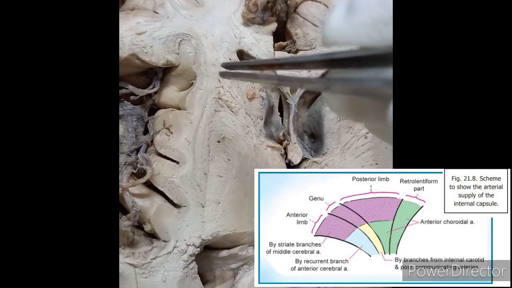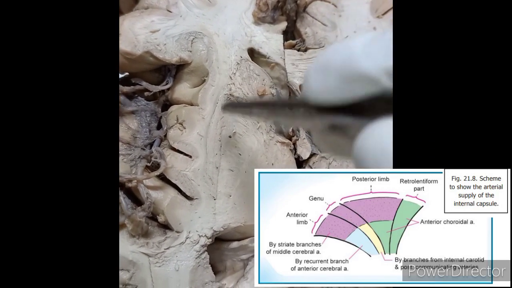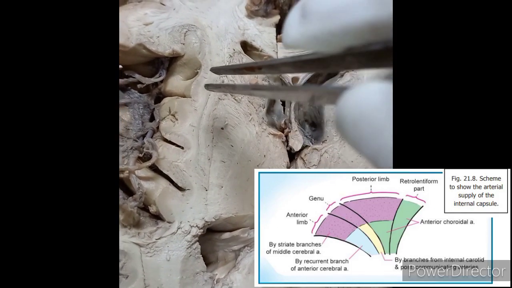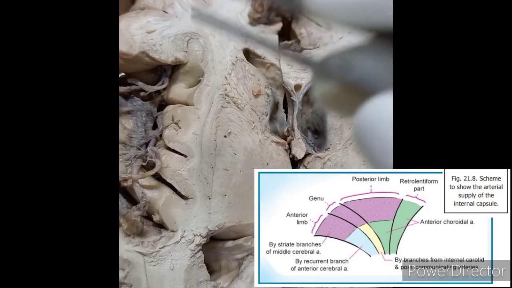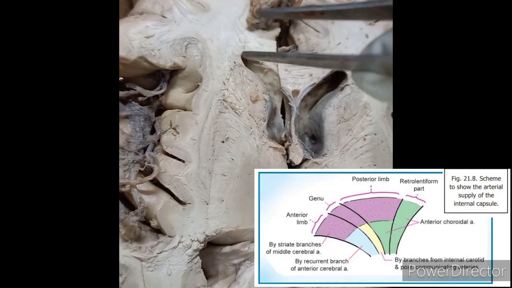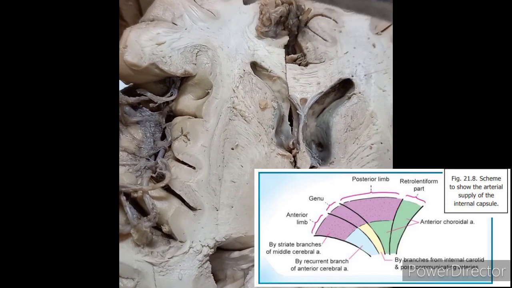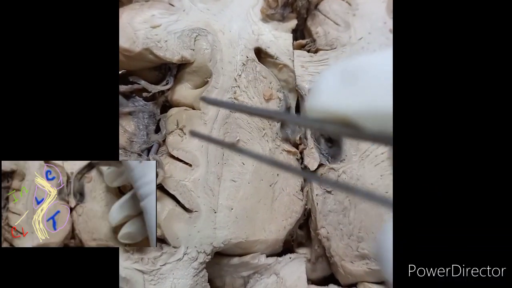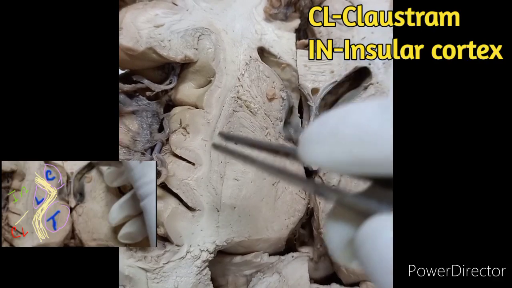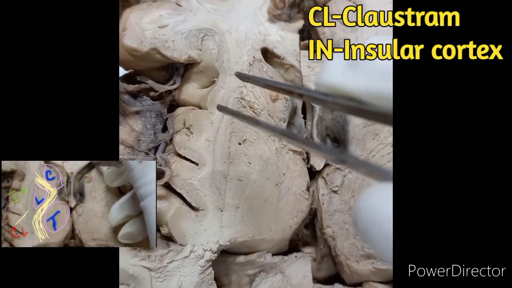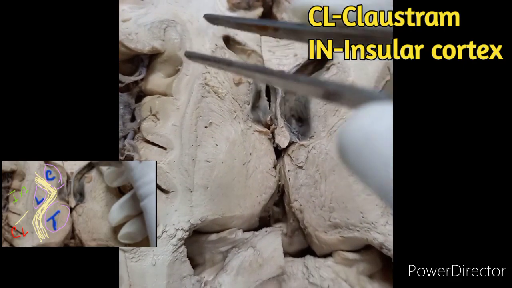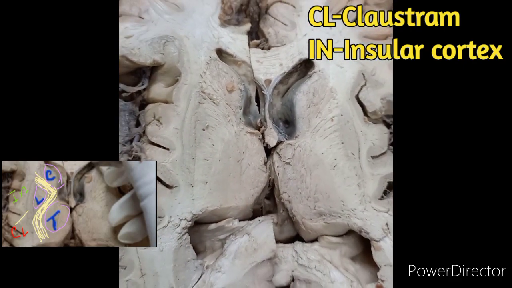So, if there is any occlusion of the artery, the blood supply of this part will be affected, and that results in widespread affection of the body, that is paralysis or different other affections will be there. So, the blood supply of these different parts of the internal capsule is very important. Okay. So, that is all for the internal capsule. Thank you.